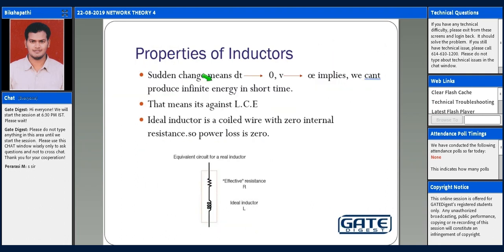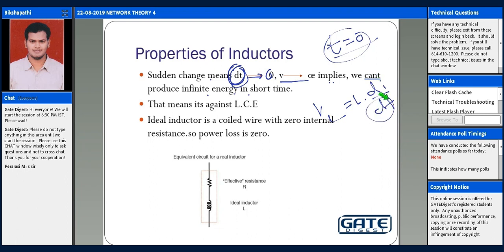And see, a sudden change means it happens within a short time, so the current won't change. That means VL implies infinity. We can't produce that for an infinite period of time. If the time is short, it means almost 0 time. With the formula L into di by dt, if this dt is 0, because I'm taking a very small time, then 1 by 0 of something is infinity.